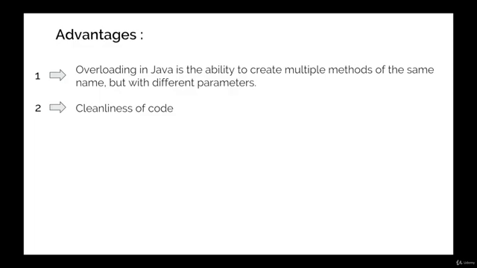Like we took a look at the example of finding the absolute value of a variable in C programming versus finding the absolute value of a variable in Java programming. We saw that we had to call different method names for doing the same function but with a different data type. So it indeed helps us maintain the cleanliness of the code. The third advantage is that it increases the readability of the program.